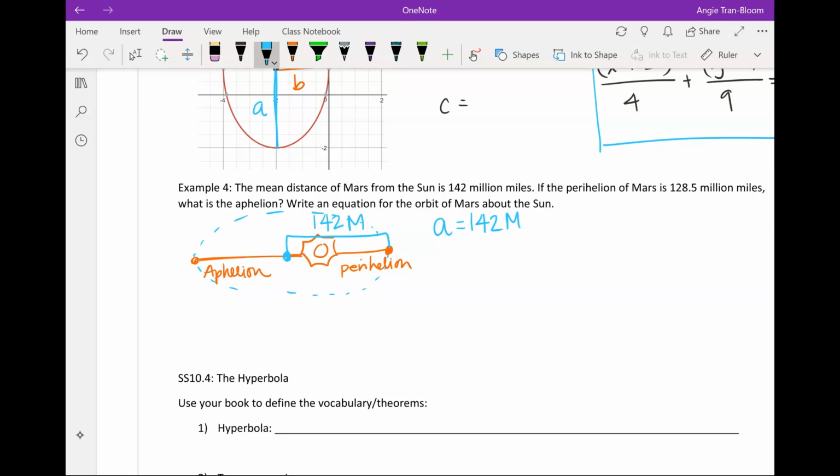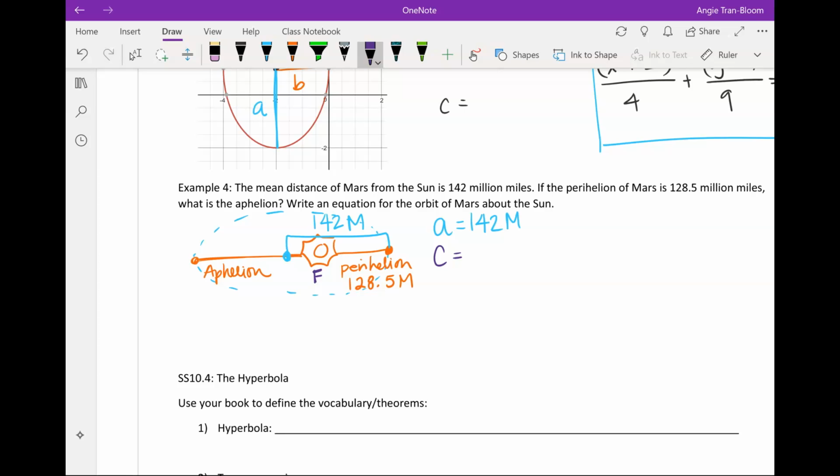They give you 128.5 million miles for perihelion. So this guy here, the closest dude over here, is 128.5 million miles. Now, believe it or not, the sun is one of the foci. So where the sun is the foci. So, is it possible for us to find C? What do we do to find C?